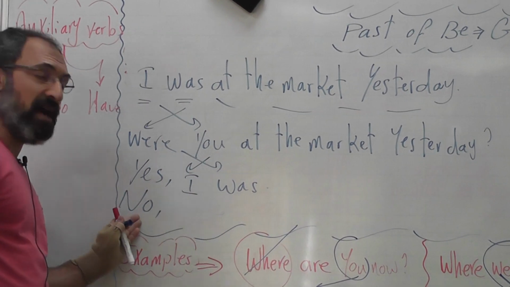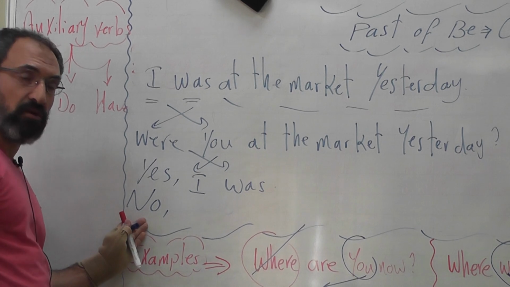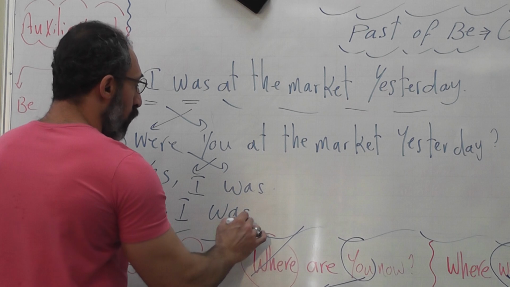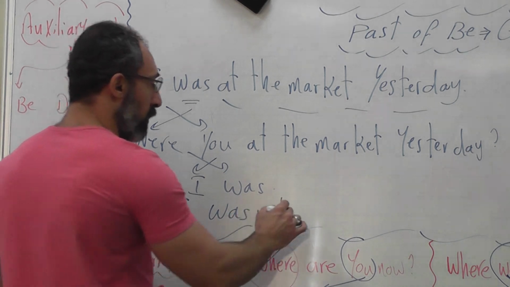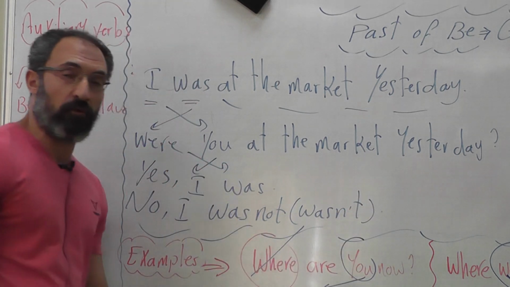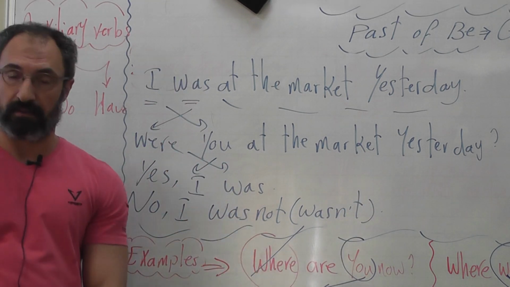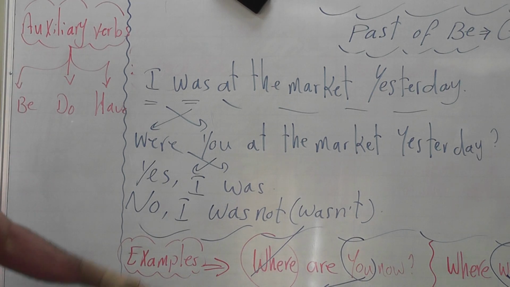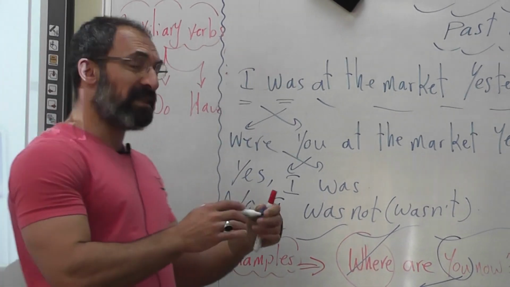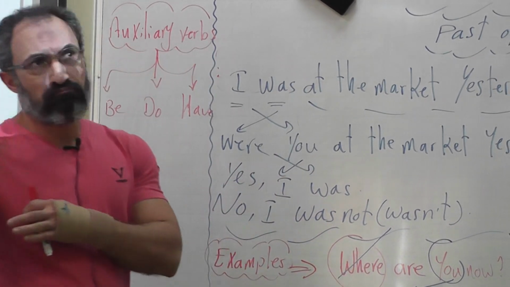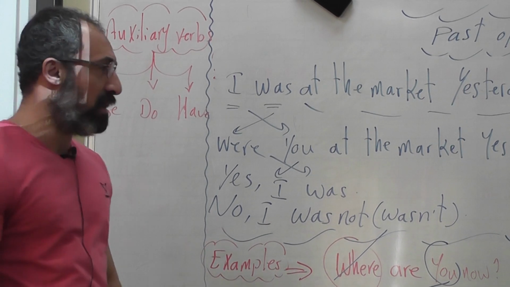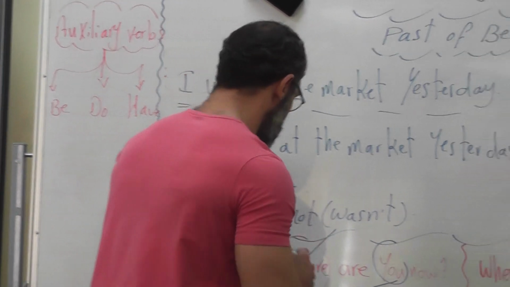If we have a negative answer, like no, so no what? No, I was not. Or I wasn't, as a short form of was not. Okay, so that was when I have I was. Okay, what about if we have another subject pronoun, like they, like we, like you, for example. Let's see.